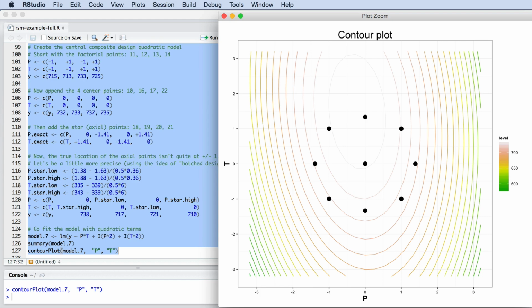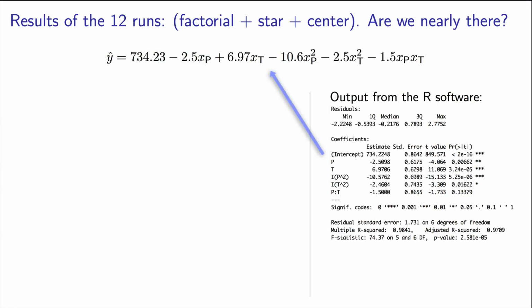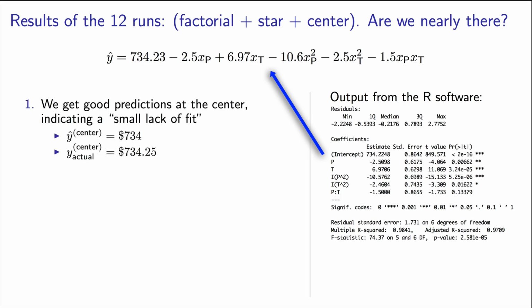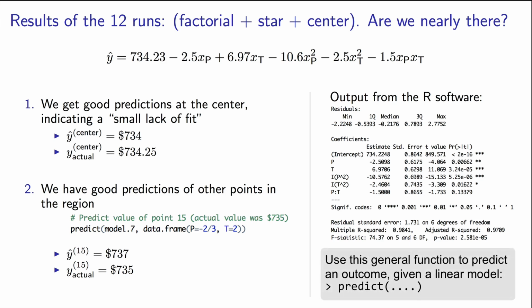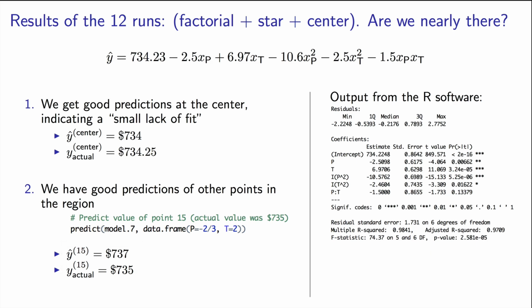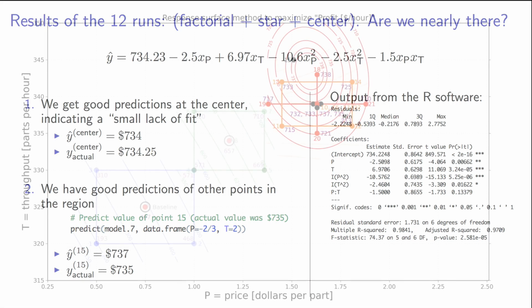I will leave it as a small challenge to you to go prove the following 2 things. Firstly, the model's prediction of the center point, when compared to the average of the 4 center points, has a very small deviation. So this model fits well, at least at the center. Secondly, this quadratic model's prediction of the other points, for example, one of the corner points or one of the star points, or even experiment 15 over here, is a very good prediction. There's little prediction error. So we have confidence in this model's prediction.